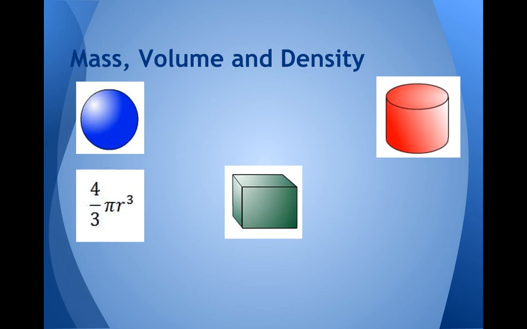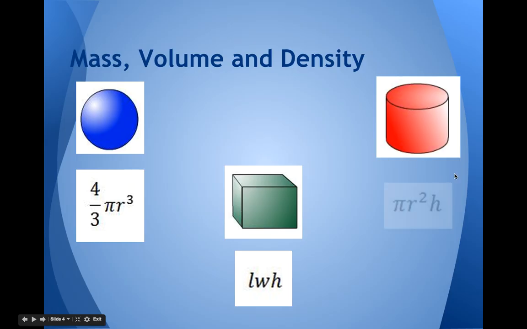For example, if you have a ball or a sphere, you're going to use the formula 4/3 times pi times r cubed. R stands for radius, so you're going to cube that. Now, this is the one that we use quite a bit, and you're probably already familiar with. Volume of a rectangle or square is length times width times height. So you would measure the length, the width, and the height.